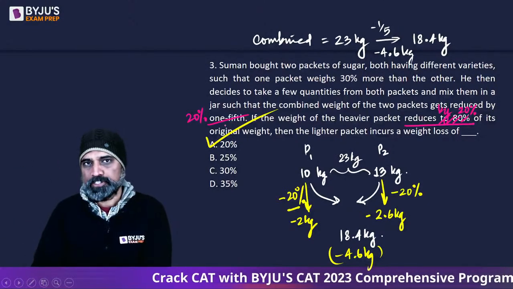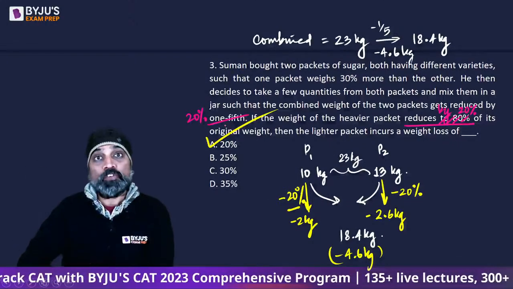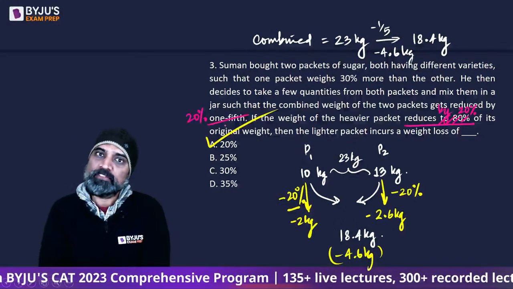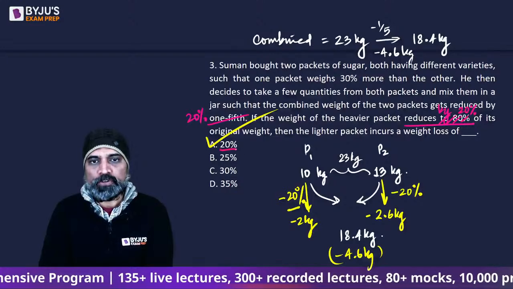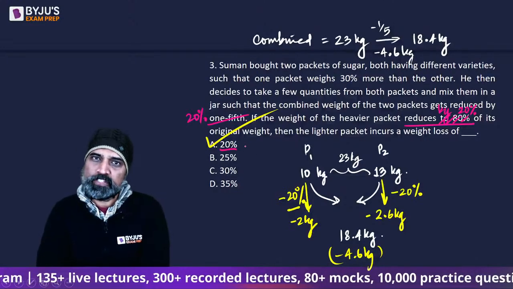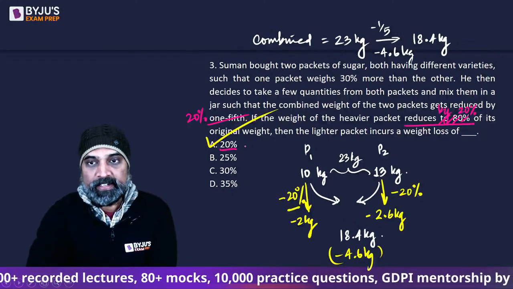If there is a 20% reduction from one side and overall it's 20%, then from the other part also it should be 20%. So without doing any calculation we could have answered this, because 1/5 and reduce to 80%, they are the same thing, right?